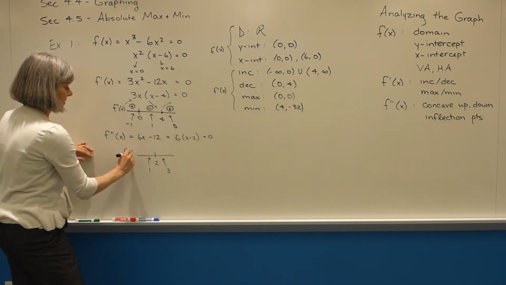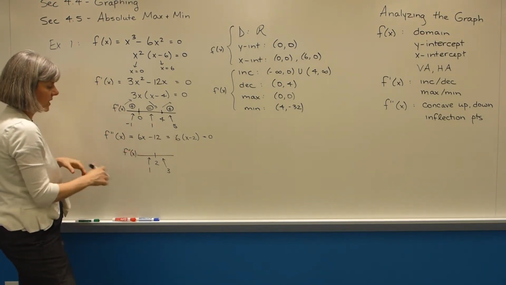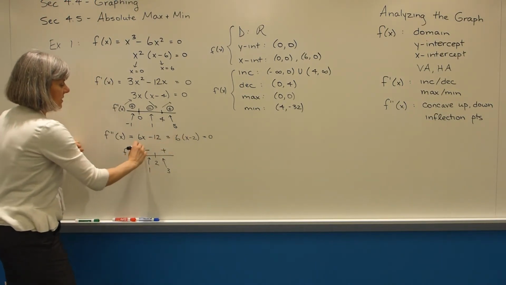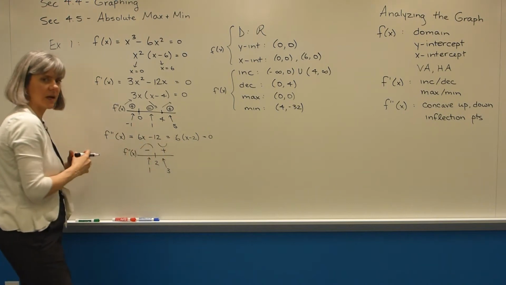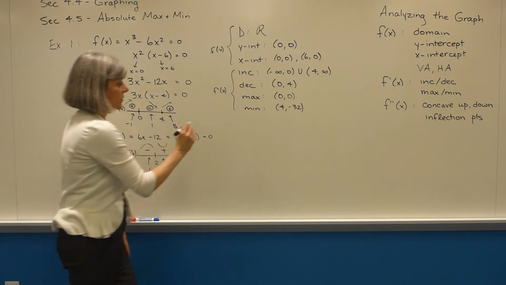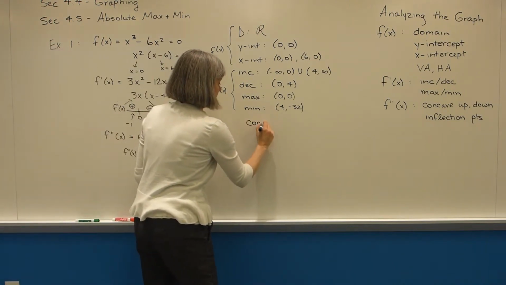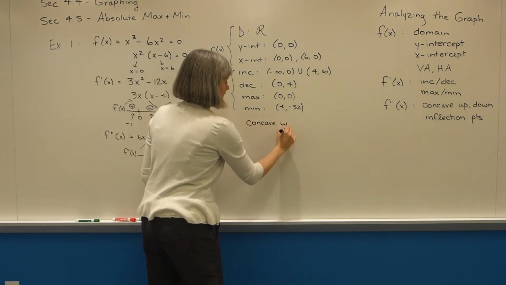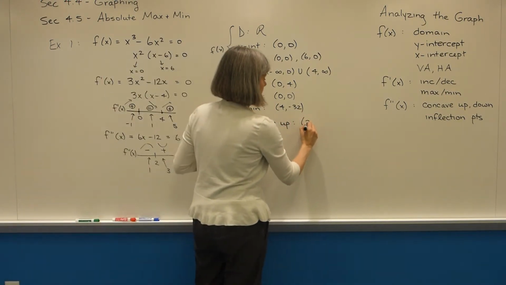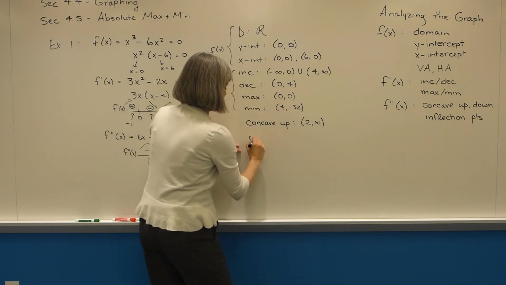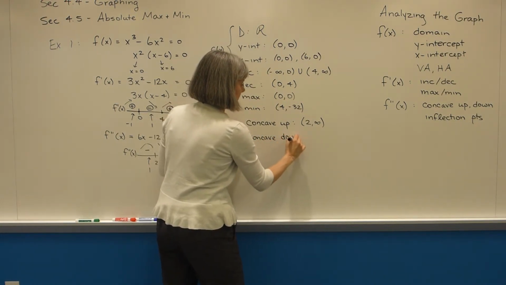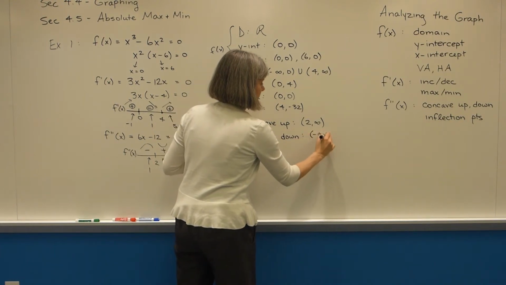This is our second derivative sign chart. Put in 1, I get negative. 3, I get positive. So this tells us that it's concave down and then concave up. That changes, so that's our inflection point. Writing all this out: concave up from 2 to infinity. Concave down on the other half, negative infinity to 2.